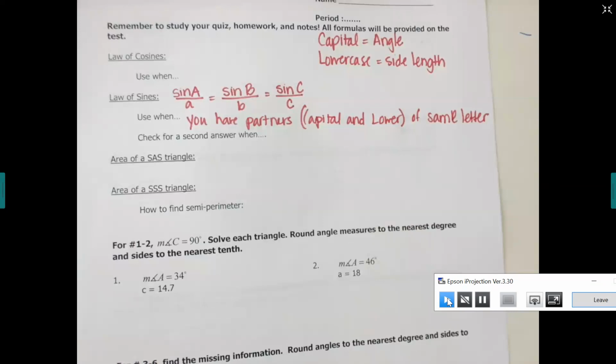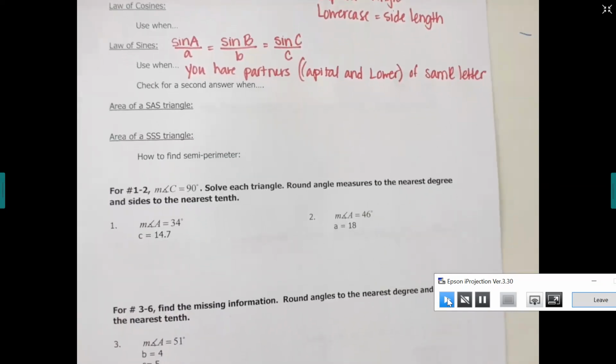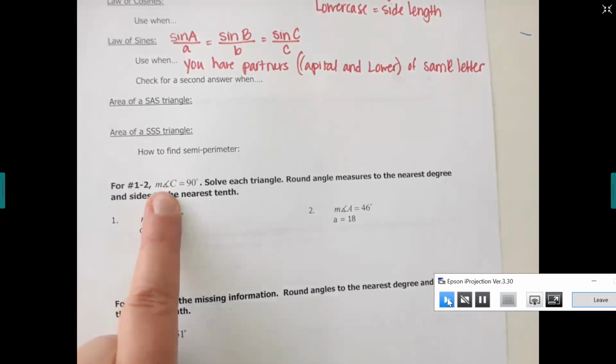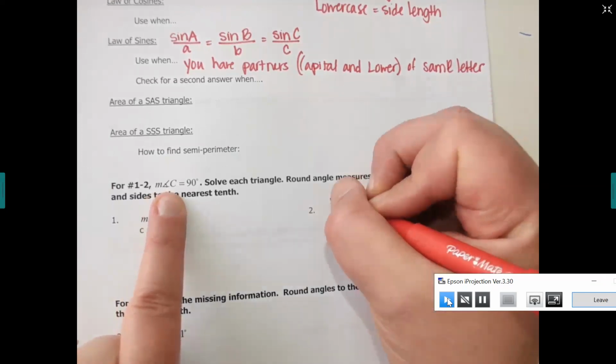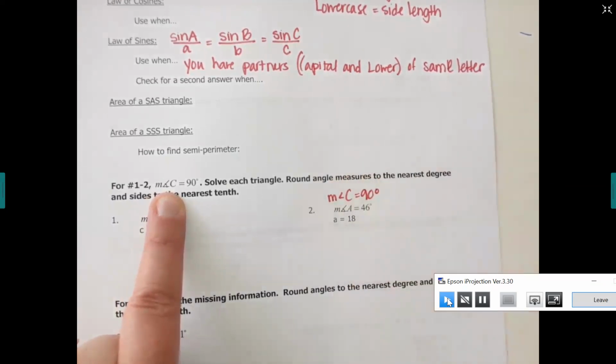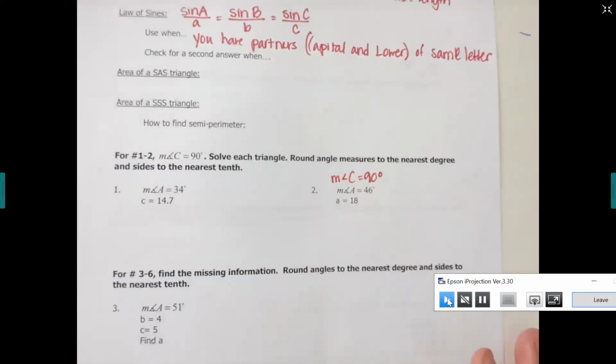So if you will, please take a look at number 2. Now, for number 1 and number 2, if you read the instructions, it tells you that the measure of angle C is 90. So I'm just going to add that here, but that's really for both number 1 and number 2. Okay. So taking a look at number 2, we see that we have partners. We have both capital A and little a.